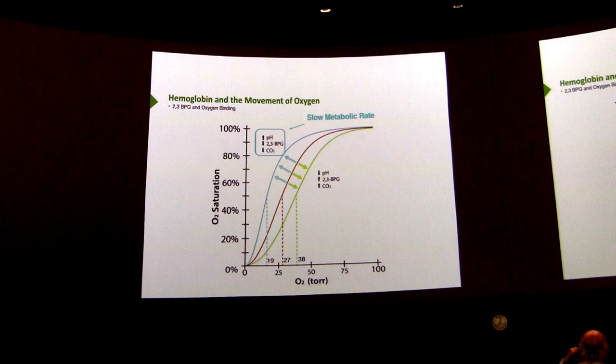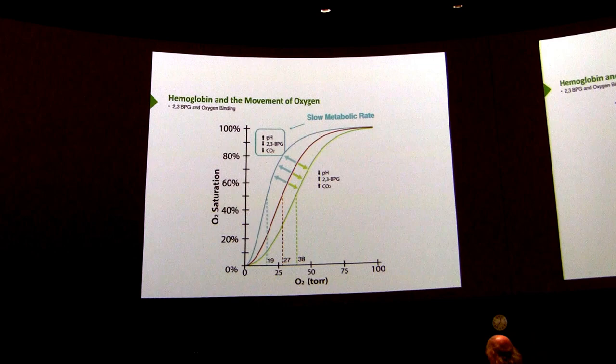A cellular process that might require the use of 2,3-BPG? Well, I'll talk about that when I talk about metabolism. For now, I just want you to understand it's a molecule that is produced as a byproduct of metabolism in glycolysis, and it can be used in glycolysis by other cells. But we'll talk about that when we talk about metabolism. So for right now, just trust me on that. Okay? Hopefully you trust me.